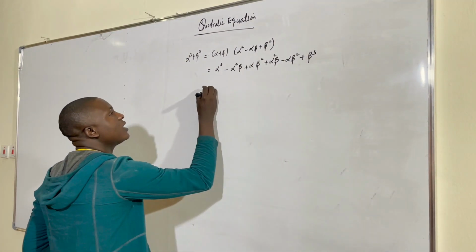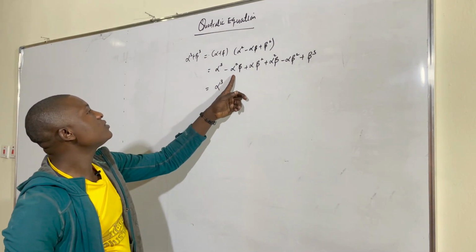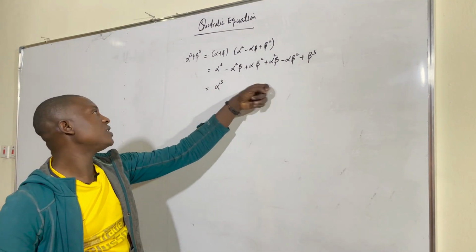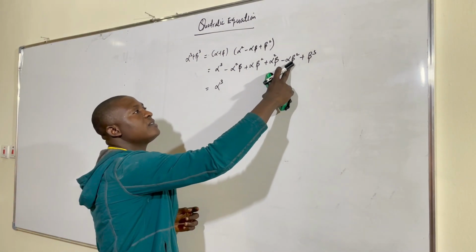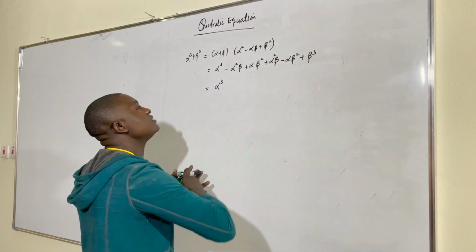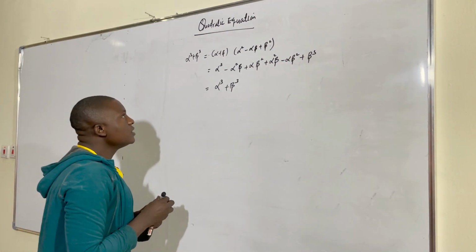Now you can see some terms can eliminate each other here. Alpha cube. Now if you look at this, minus alpha square beta plus alpha square beta eliminate each other, plus alpha beta square minus alpha beta square also eliminate each other. Then we are left with alpha plus beta cube. So we prove that.